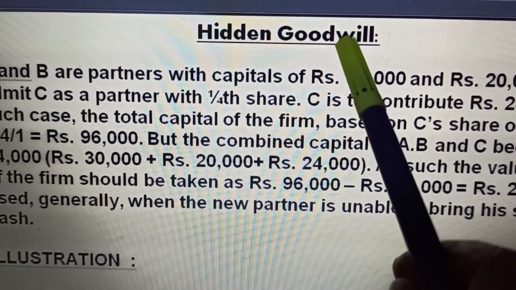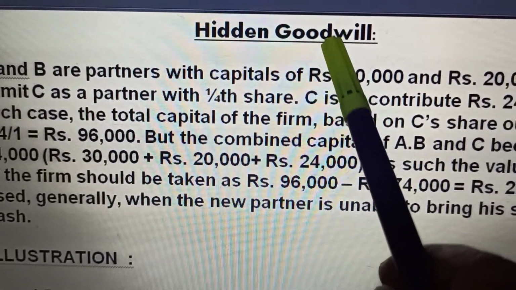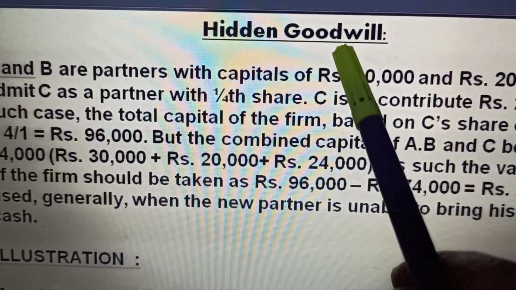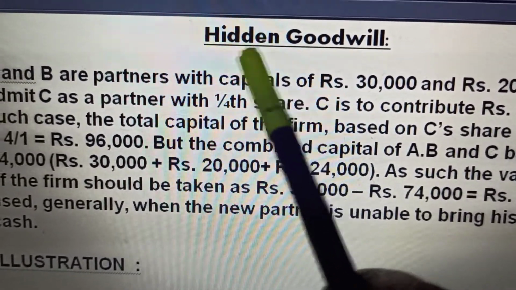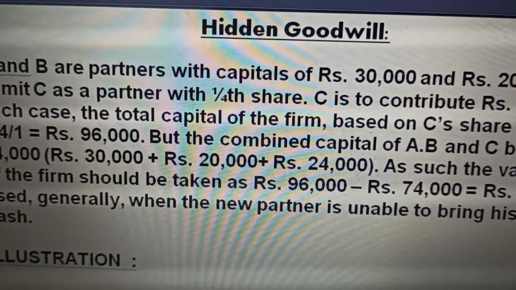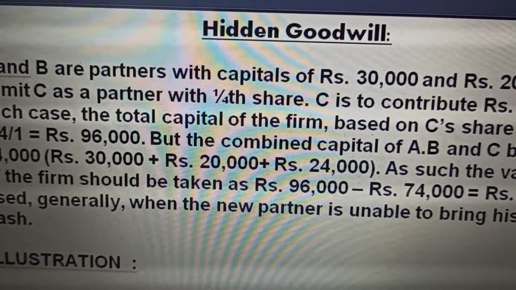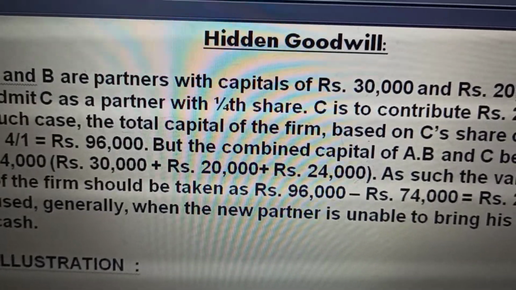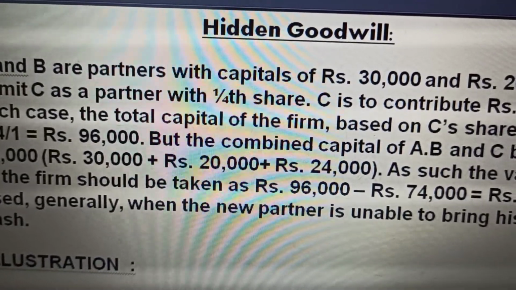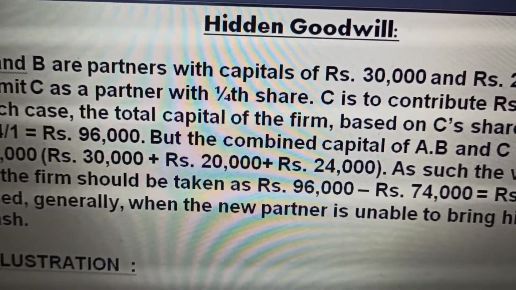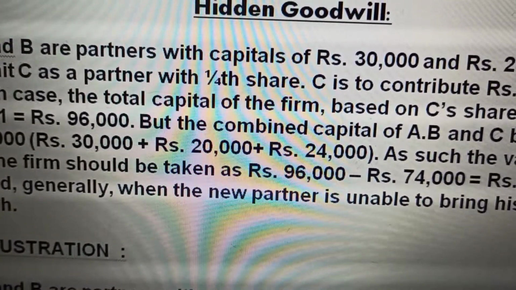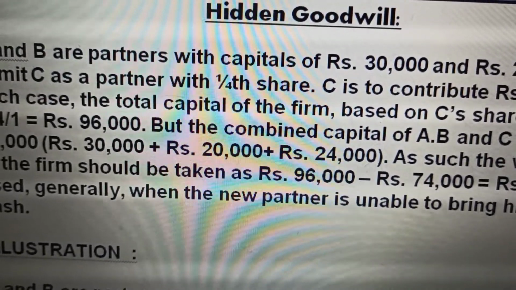Goodwill is a very important factor as far as partnership and the change in profit sharing ratio among partners is concerned. Now, how is goodwill hidden? Hidden means sometimes the value of goodwill is not clearly given in the question. We have to find the value of goodwill. That means goodwill is hidden. How do we find the value? We find the value of goodwill based on the new partner's capital and share, that is, the firm's goodwill and then the new profit sharing ratio including the new partner.